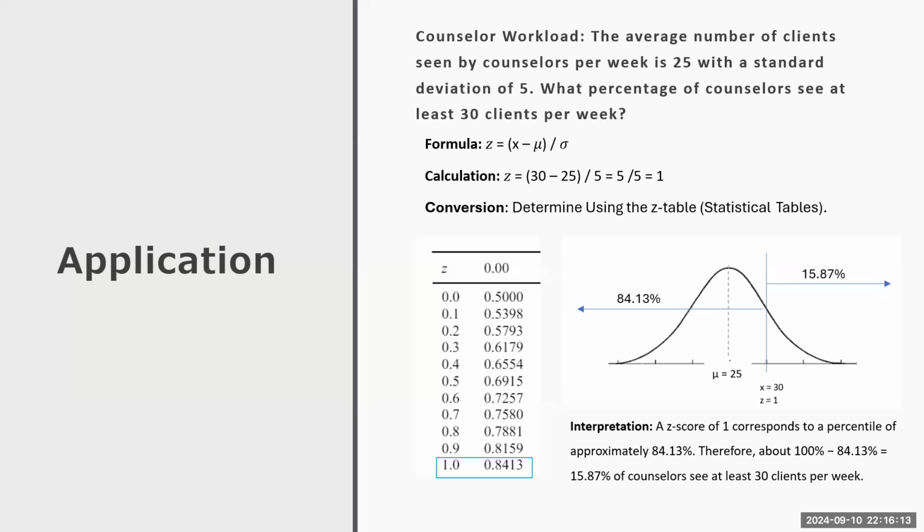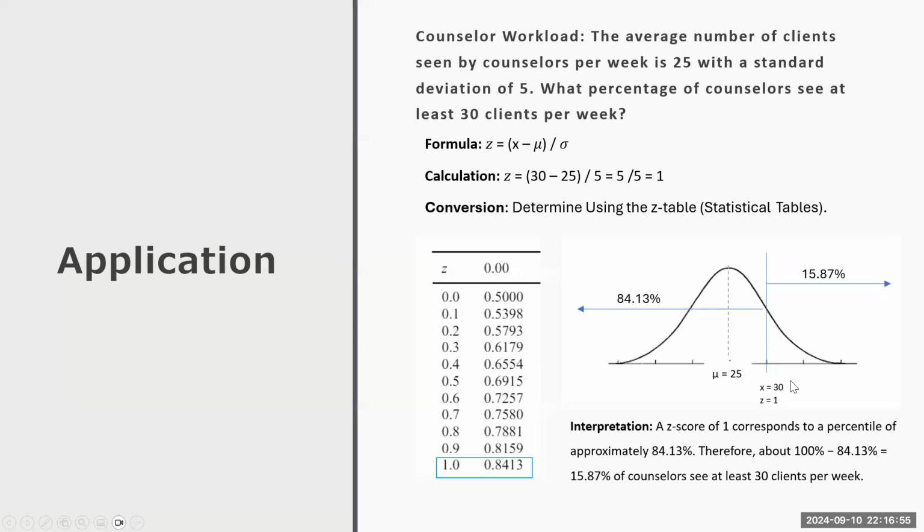So I'm looking at this part of the data here. So this would be 50%. And the part between the mean to this first standard deviation is 34.13%. So I add those two up and I get 84.13% of the data. So what I'm saying here is that a Z-score of 1 corresponds with a percentile of approximately 84.13%. Therefore, 100% minus 84.13% equals 15.87% of counselors see at least 30 clients. Because I wanted to know what percentage of counselors see at least 30 clients.